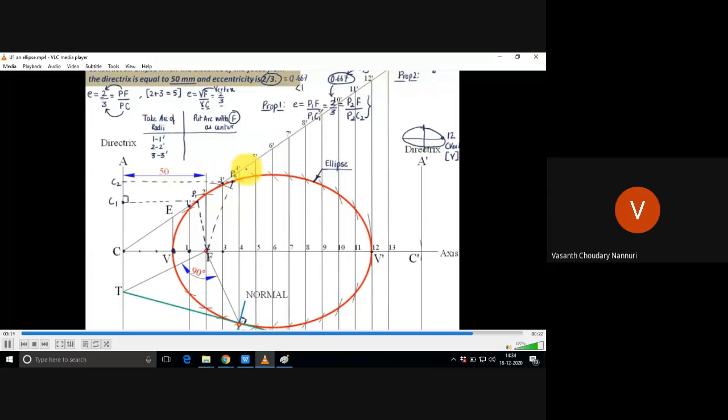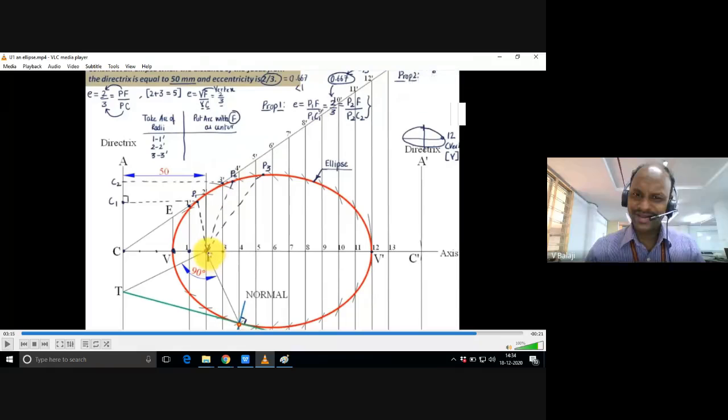Somewhat, sir. Like 2A, 2B, right? Okay, it's very simple. The distance between vertex V to V dash is the major axis. If you bisect this major axis exactly at the midpoint and draw one perpendicular, that is the minor axis.